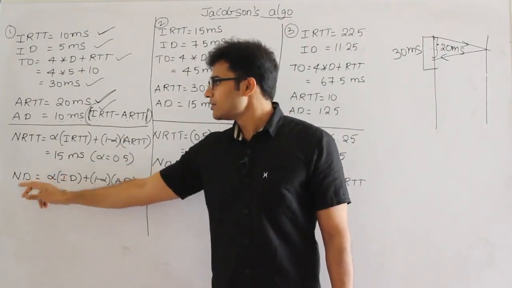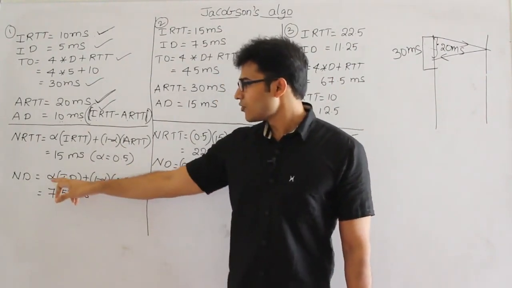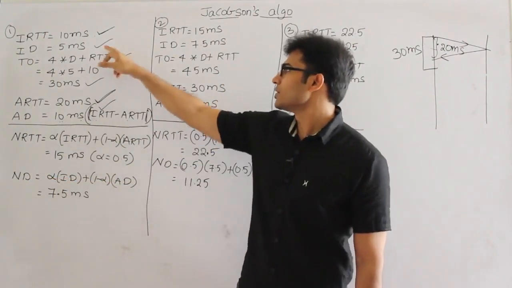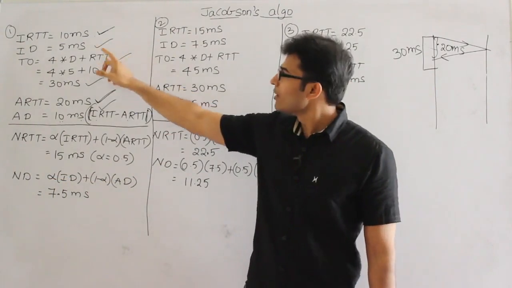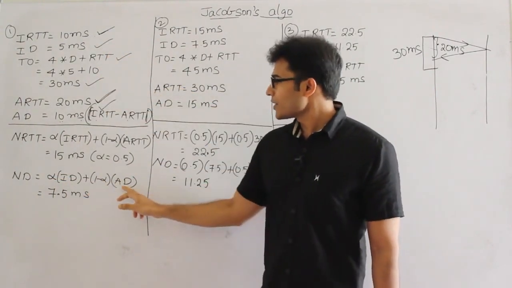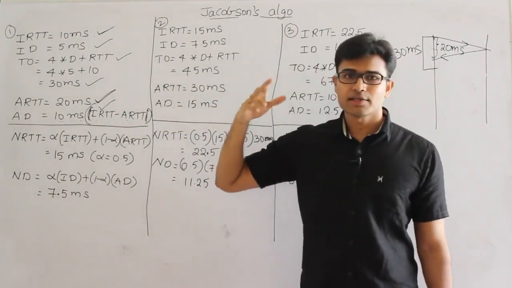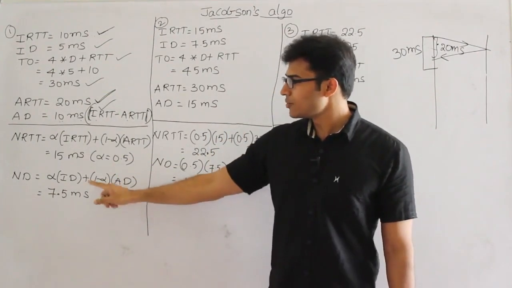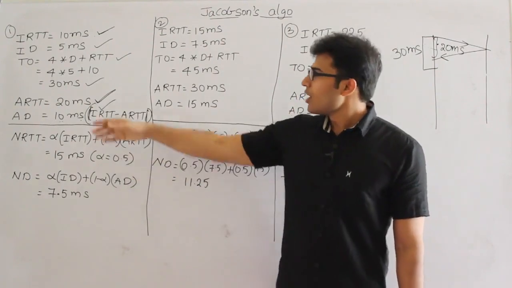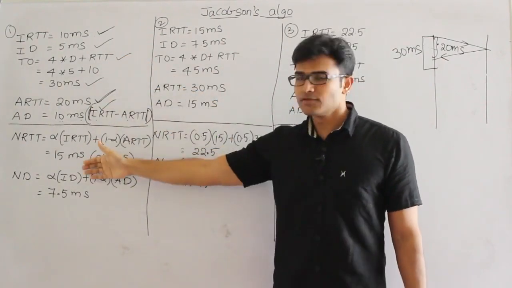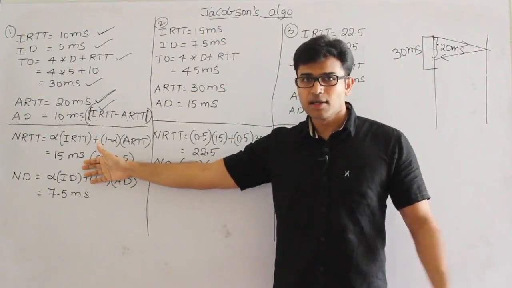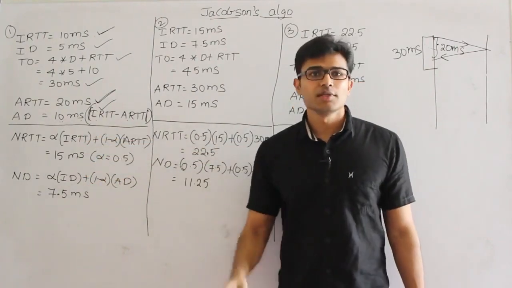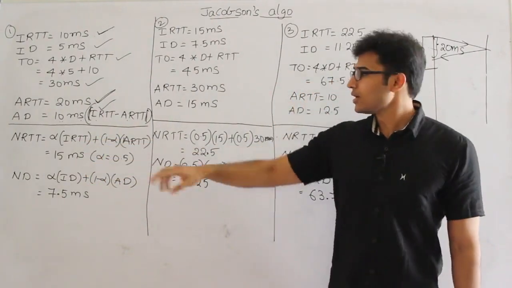And then next deviation is also the same formula, alpha into initial deviation, where initial deviation means our initial guess, plus 1 minus alpha into actual deviation. Actual deviation means what has actually happened. So depending on those two, I got the next deviation to be 7.5. Now from the first packet, I derived these values for the next packet. Therefore these values are going to be the initial setting for the second packet.